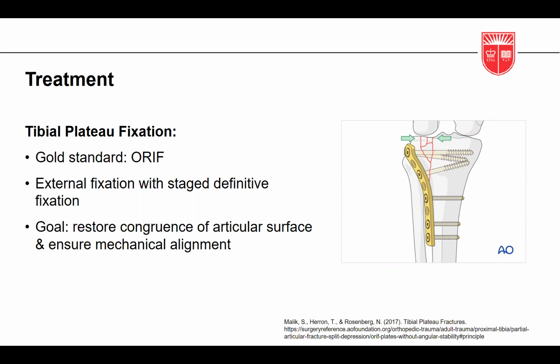As I previously mentioned, if the degree of swelling is significant, application of an external fixator followed by delayed definitive surgical intervention is an acceptable option. The main goals here are to restore congruence of the articular surface, as well as ensuring mechanical alignment. However, these fractures can pose a surgical challenge when occurring with soft tissue injuries. The presence of these soft tissue injuries is important because it can alter surgical treatment and the rehab plan.